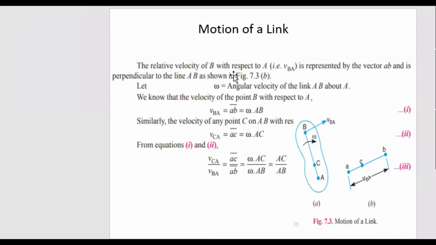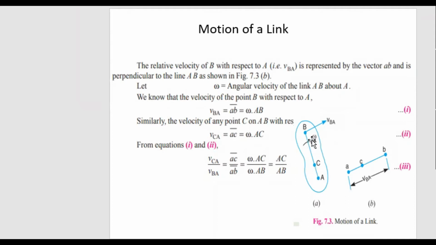The relative velocity of B with respect to A is represented by the vector AB. Here we have the vector AB, and it is perpendicular to the link AB as shown in this figure. I told you, if we are going to talk about a link, the velocity of the link would be perpendicular to the link. So if AB is the link, then the velocity of AB would be perpendicular to the link AB.